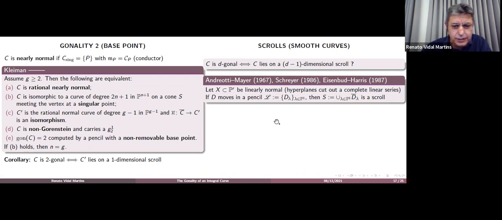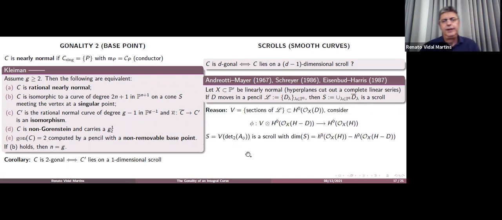Let X, not a curve, be any projective variety which is linearly normal, so hyperplanes cut out a complete linear series. Then, if D moves in a pencil, then the union of the linear spans of the pencil is a scroll. And the proof, it's not a proof, it's a reason. You take the sections defined by the linear series and consider this natural multiplication map, V tensor H0(O_X(H minus D)) to H0(O_X(H)).